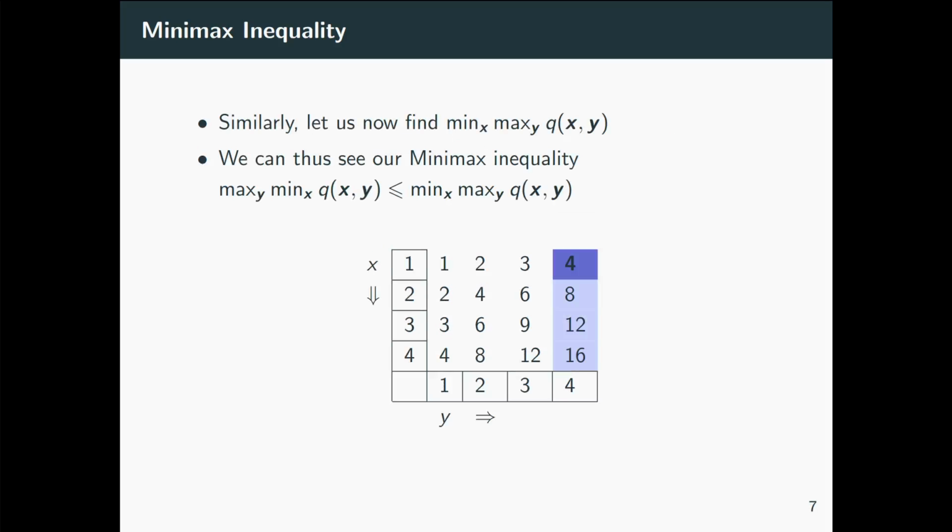So thus we have seen a trivial way to show the minimax inequality, that max min is less than or equal to min max. Now we'll be making use of this result and understanding the relationship between the primal and the dual.